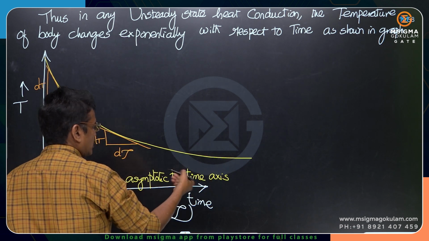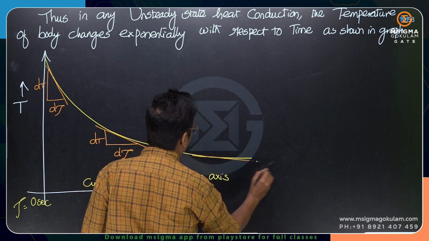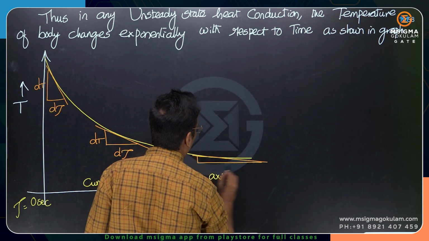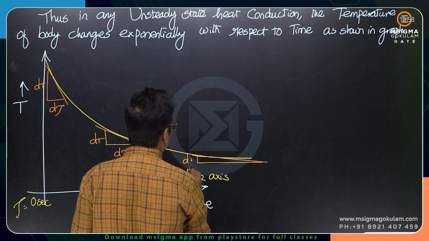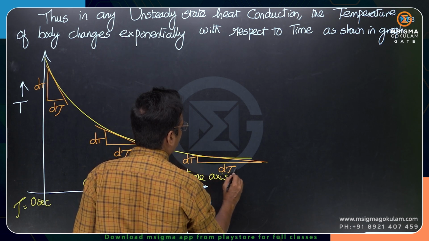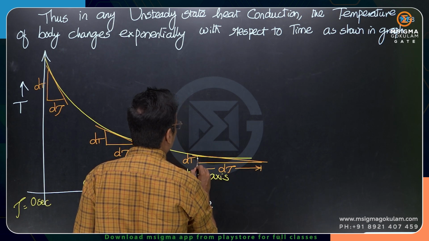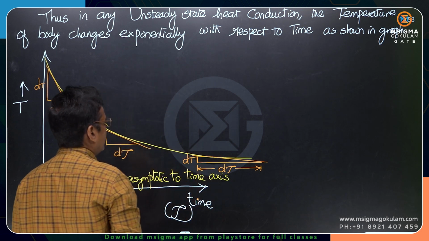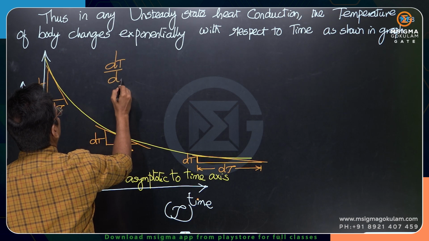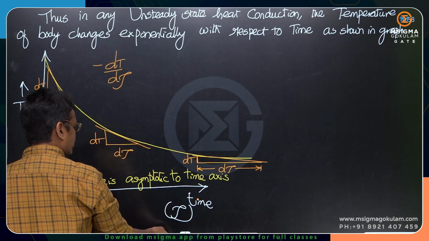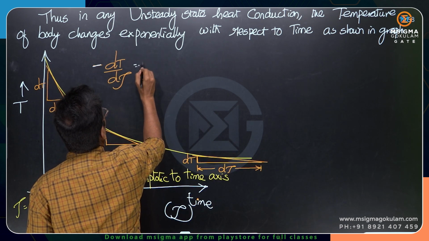When the body is almost approaching the temperature of the ambient, the slope is very little. A lot of time is taken, but the drop in temperature is very little. See, that means dT by d tau. What is the dT by d tau? Minus dT by d tau, because it is in the second quadrant, is the rate of cooling.